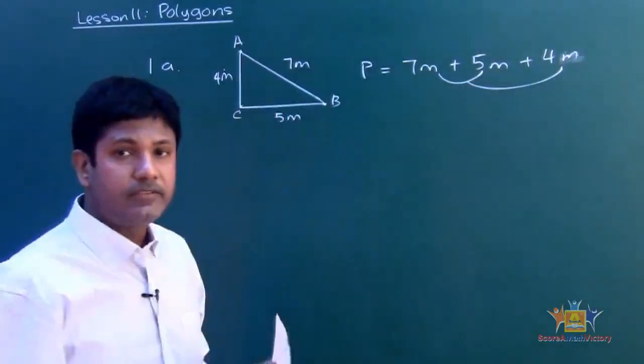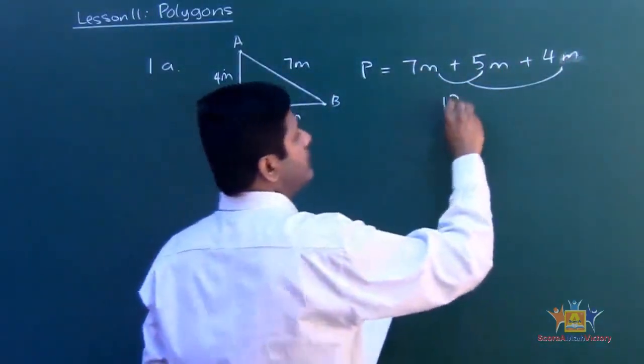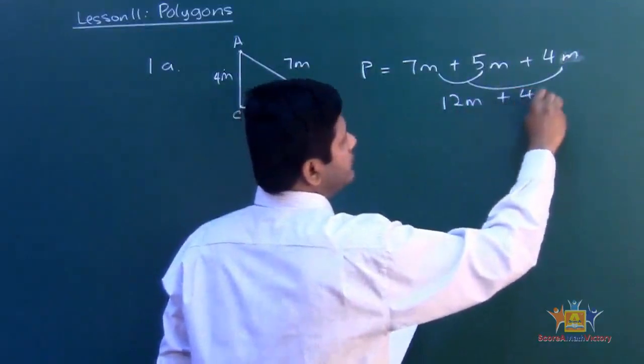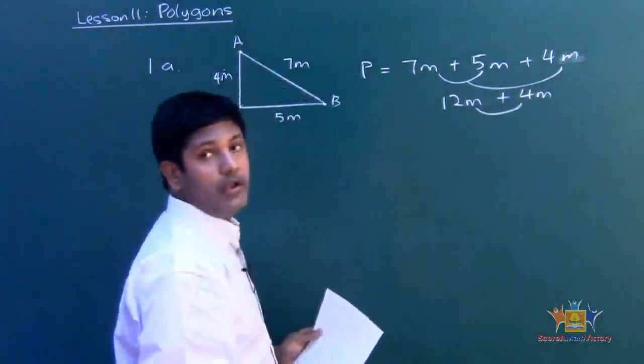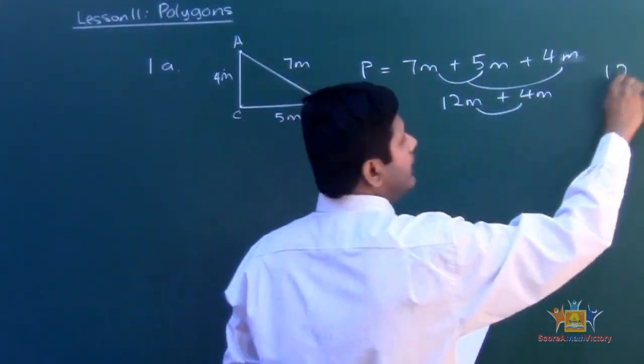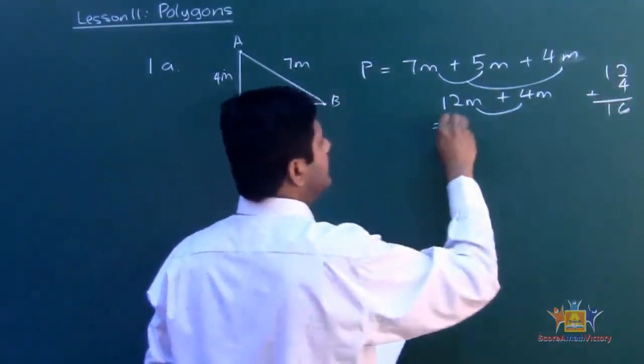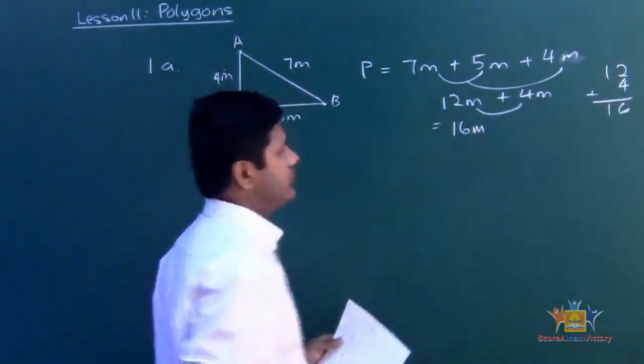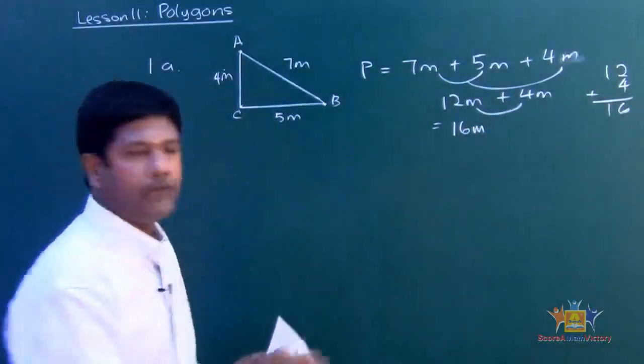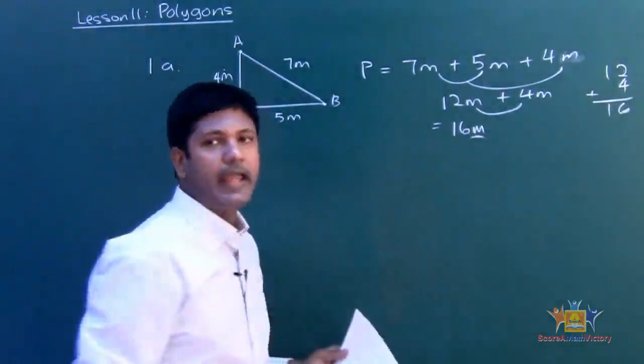7 plus 5 is 12, okay? 12 meters plus 4 meters now. So 12 plus 4, or we can either line them up, or you should be able to add them. 2 plus 4 is 6, and then you bring 1, which is 16 meters. And that's the perimeter. Be careful here, the unit is just meter, okay, for length, alright?